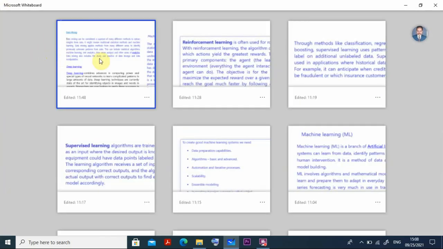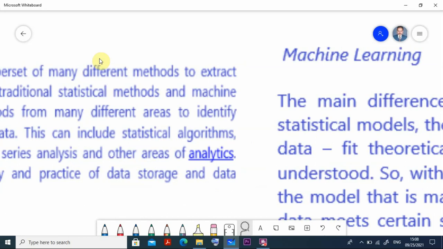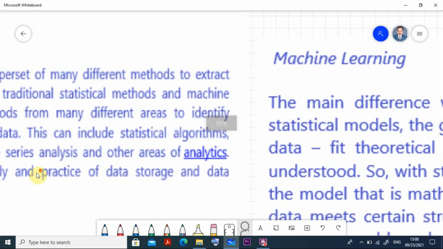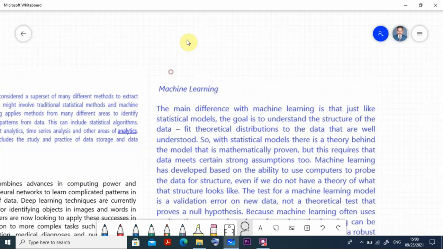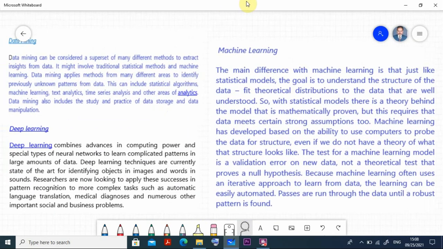Then before we move on to machine learning, let us have a comparison among the three. Yeah, you can clearly see here. We have three things: one is data mining, one is machine learning, another is deep learning. So once you understand the difference here, it will be easy for us to proceed.